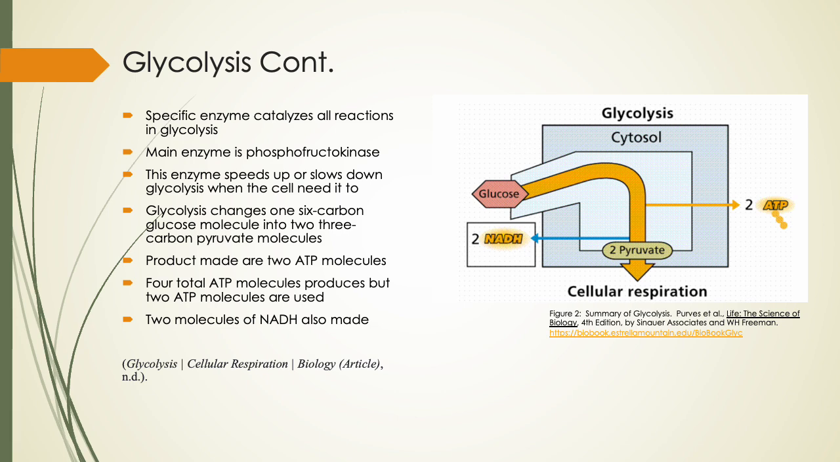Ultimately, glycolysis changes one 6-carbon glucose molecule into two 3-carbon pyruvate molecules. The total products made from this process are 2 molecules of ATP. 4 total ATP molecules were produced, but 2 ATPs were used. There are also 2 molecules of NADH made. At the conclusion of glycolysis, 2 ATP, 2 NADH, and 2 pyruvate molecules are made. If there is oxygen available, pyruvate can be oxidized to carbon dioxide in cellular respiration, producing more ATP molecules.